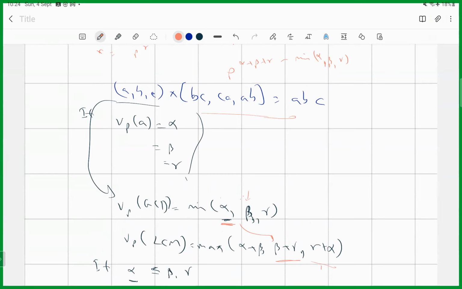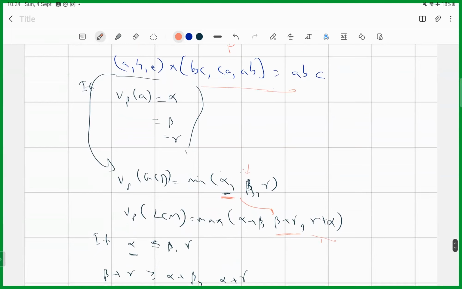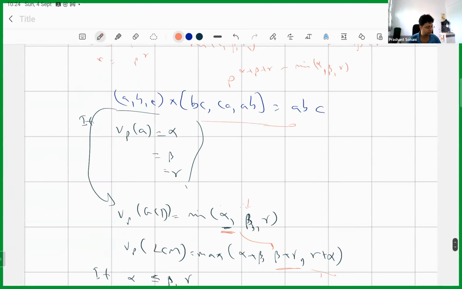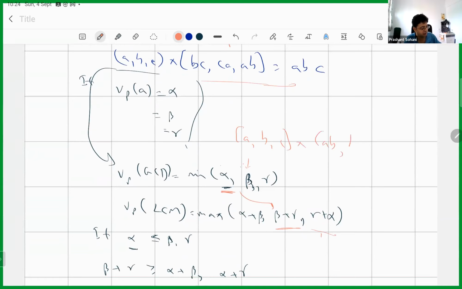Yes, but I had a comment on this. Yes, sir. It can also be the LCM of A, B, C multiplied by the GCD of BC, CA, AB, right? Exactly. Yes, correct. In fact, you can do the reverse also. You can take the LCM of ABC and the GCD of AB, BC, CA. This will also hold.